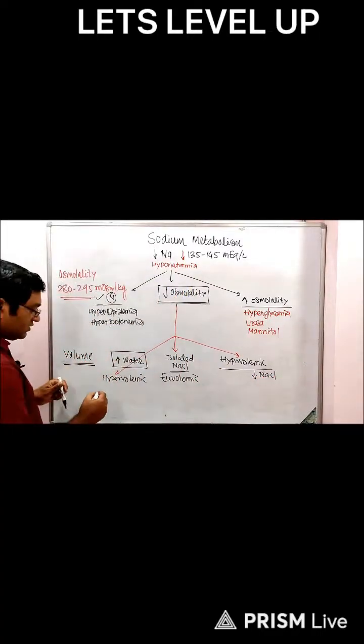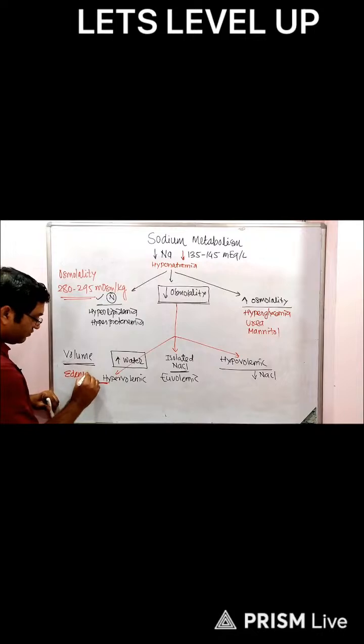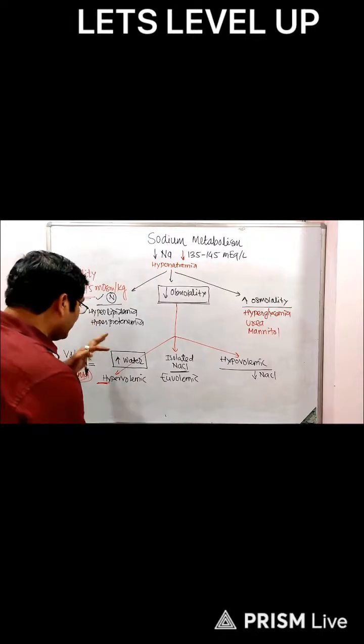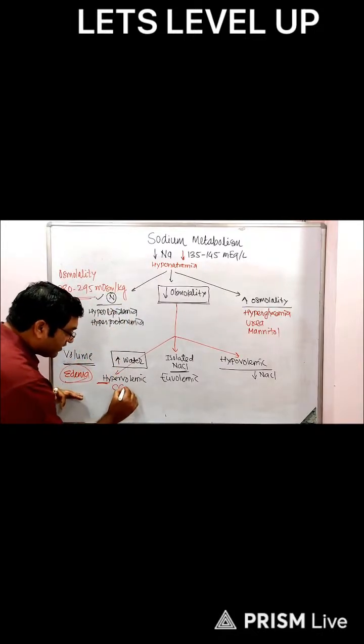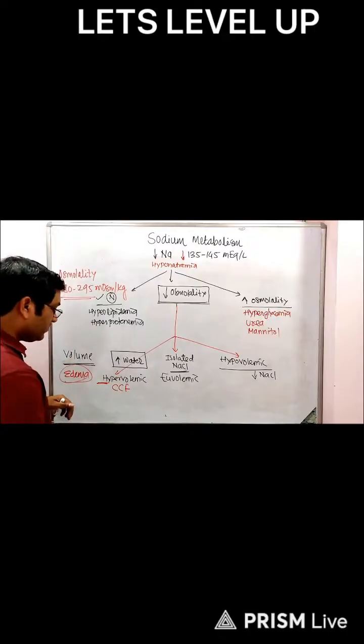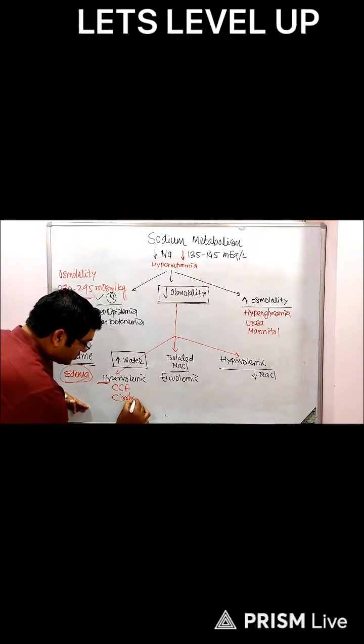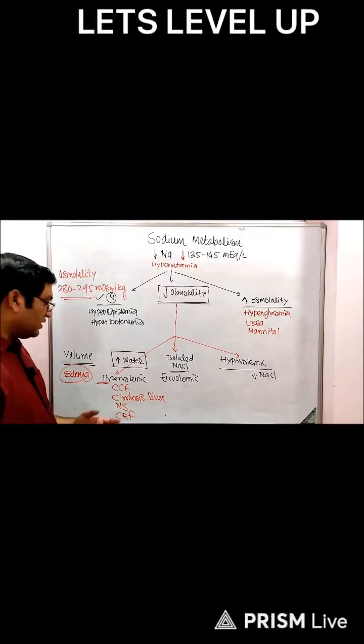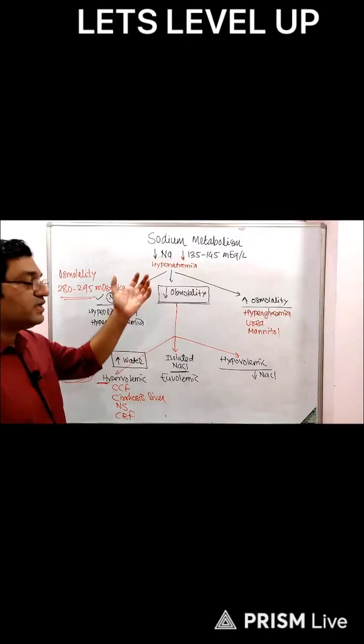So in hypervolemic, the principal clinical manifestation will be edema. The main causes of decrease in the sodium level include congestive cardiac failure, inability of the heart to pump the blood, then cirrhosis of liver, then nephrotic syndrome and chronic renal failure. These are the important causes of increased water level with decreased sodium level.